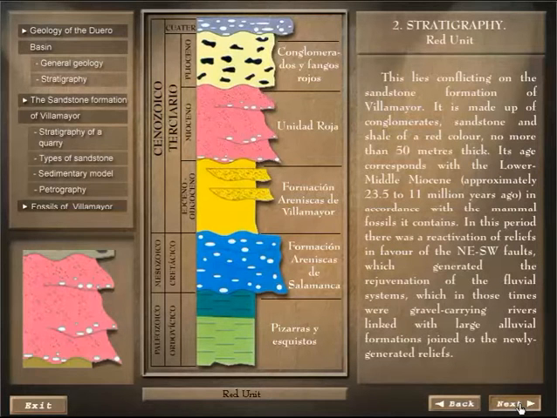Its age corresponds with the lower Middle Miocene, approximately 23.5 to 11 million years ago, in accordance with the mammal fossils it contains. In this period there was a reactivation of reliefs in favor of the northeast-southwest faults, which generated the rejuvenation of the fluvial systems, which in those times were gravel-carrying rivers linked with large alluvial formations joined to the newly generated reliefs.